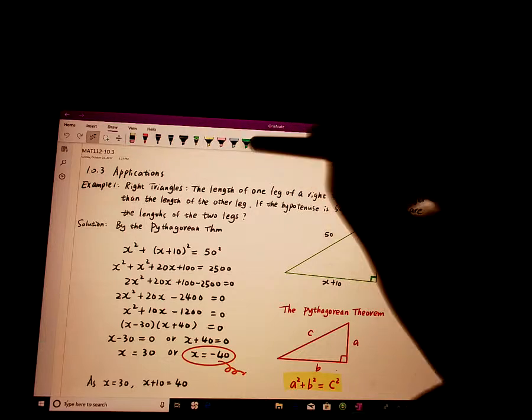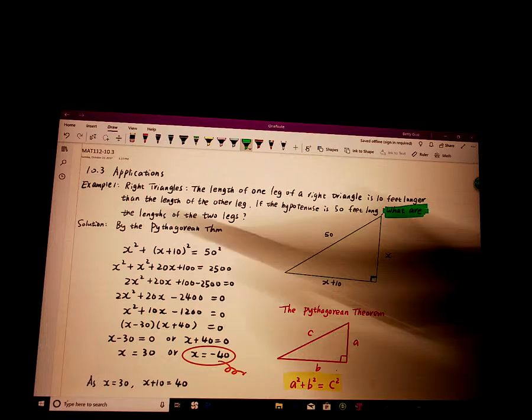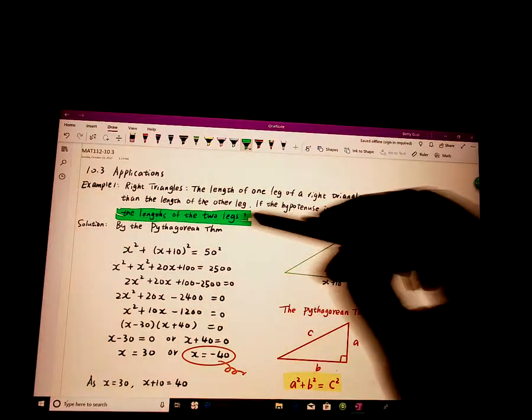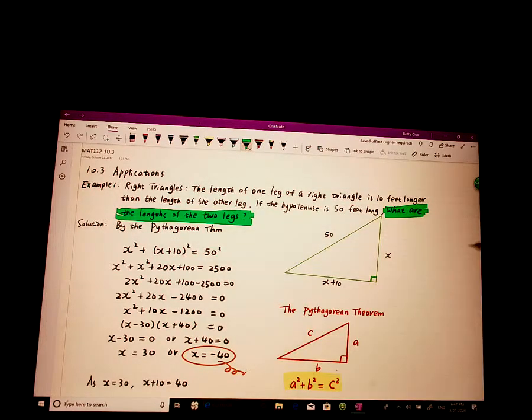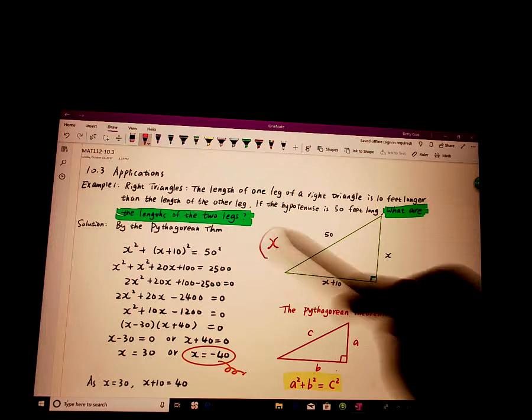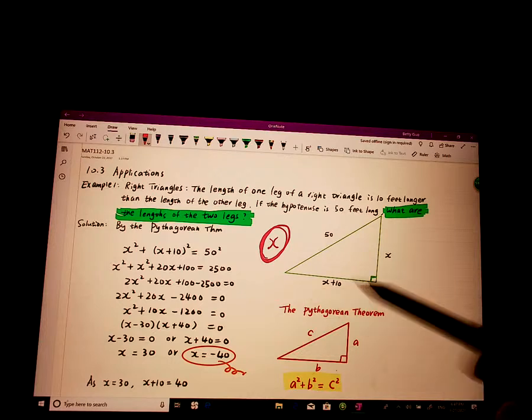Remember, in an application problem, we always start by finding the goal. You need to have a purpose, right? You get in your car, you need to have a destination in your head. The goal here is to find the length of the 2 legs, this leg and this leg. So we are going to bring in only one variable x, and we try to write both legs in terms of x.